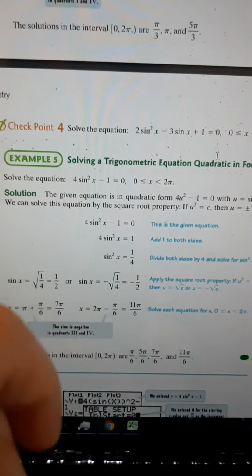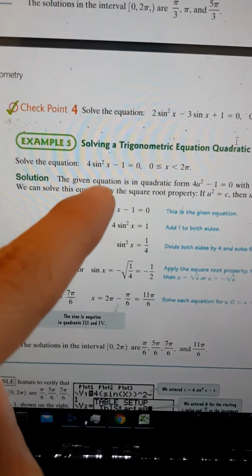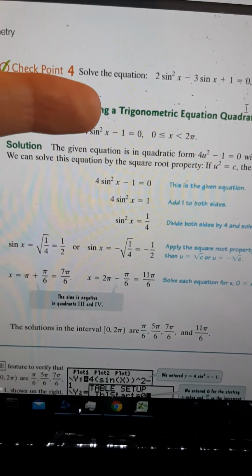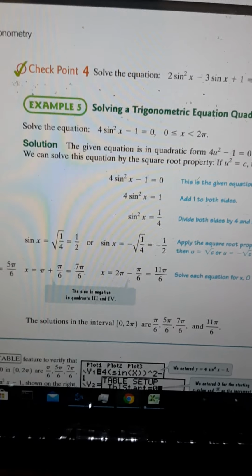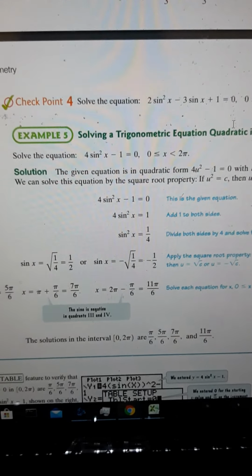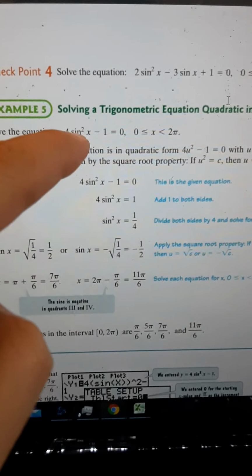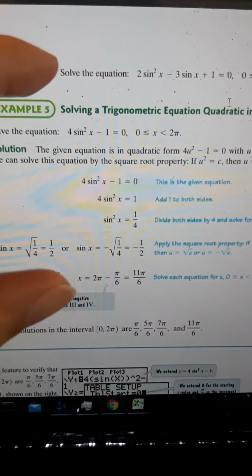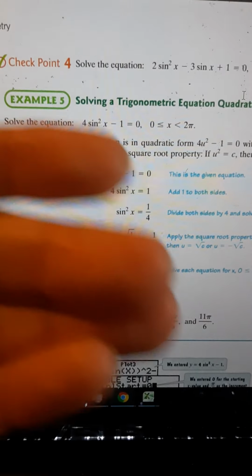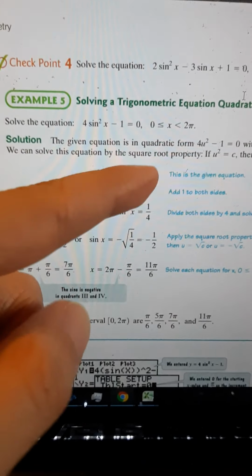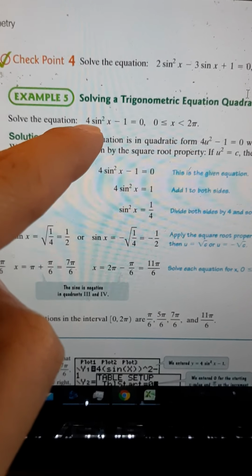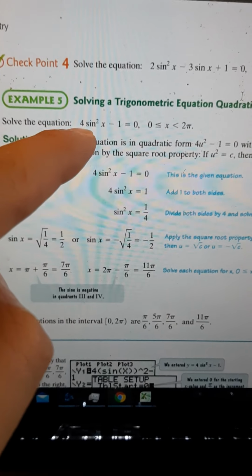We have our first example. 4 sine squared of x minus 1 is equal to 0. All right, now, normally we don't have a square on our trigonometric equation. That's why this one is going to be different. So how do we solve this? Well, our approach remains the same. We always want to have our trigonometric equation alone on one side of the equation. All right? So we're not going to use the unit circle to find 0 because we don't care about 0. What we want to do first is leave this sine alone.